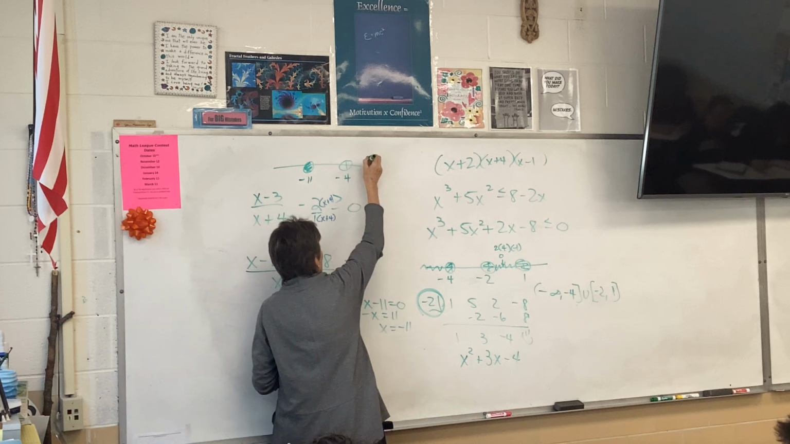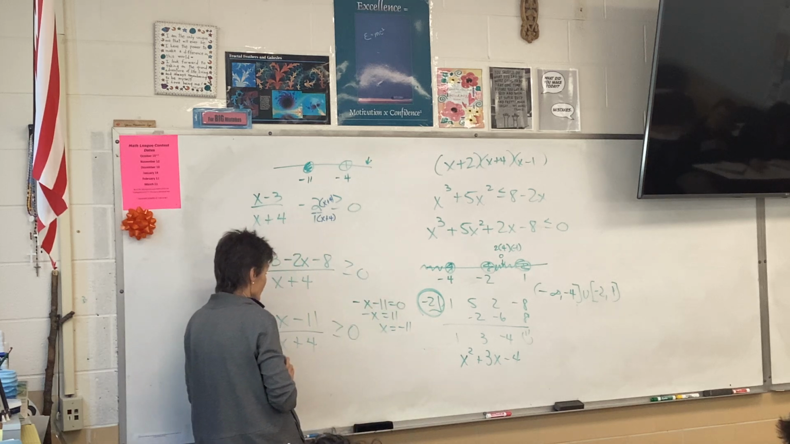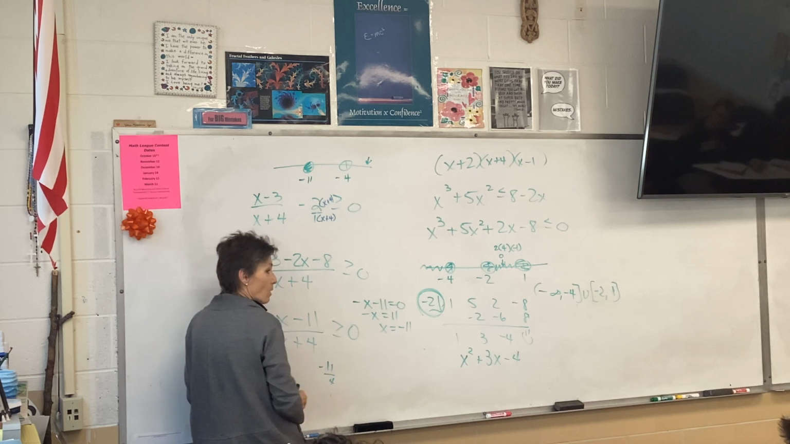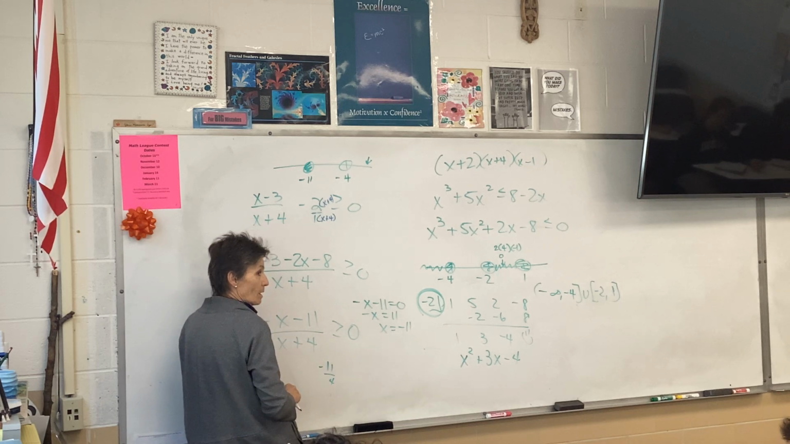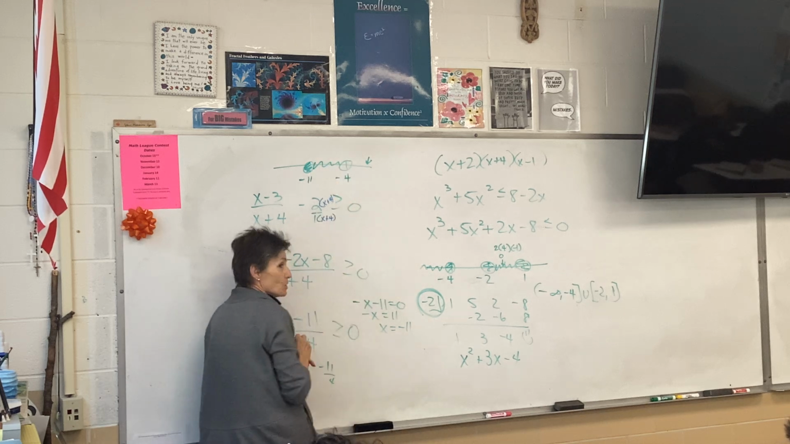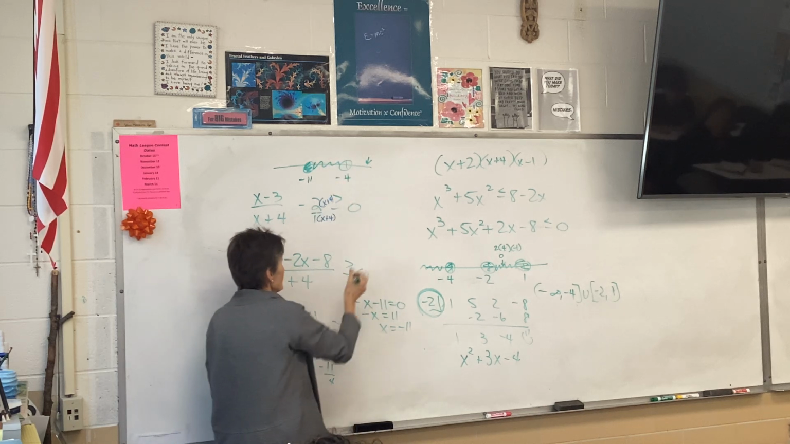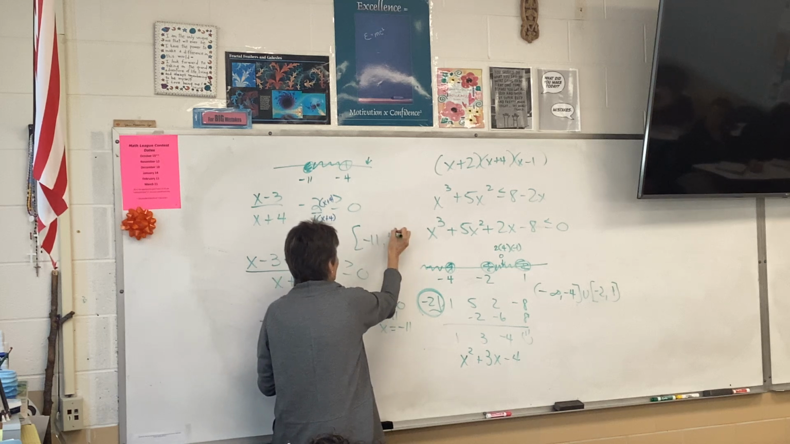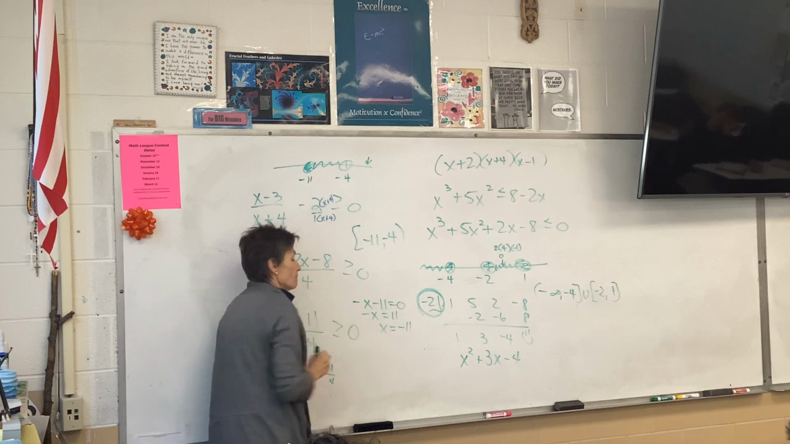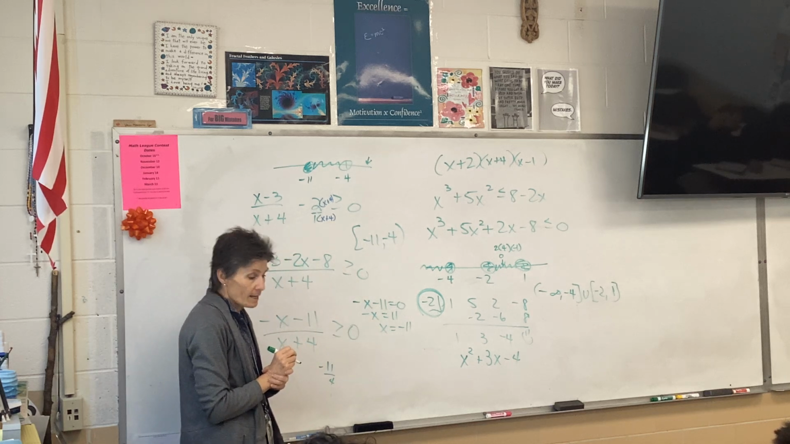I'm gonna try 0, 0's out here. 0 would give me -11 over 4. Is that bigger than 0? No, so I'm not shading there, which means I will shade there. So -11 to 4. -4 over. -4. Okay?